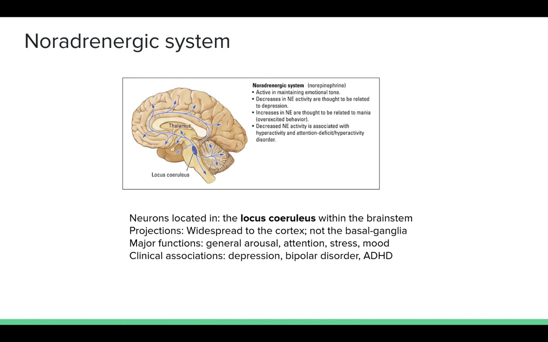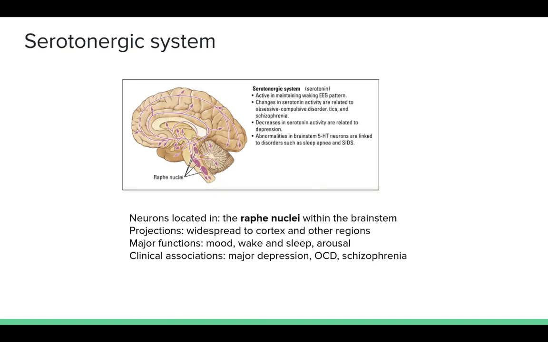Its functions generally seem to have to do with general arousal, states of wakefulness or sleep, and attention, but also stress and mood. Many drugs to treat depression, bipolar disorder, and ADHD target the noradrenergic system, meaning that they target noradrenergic receptors.